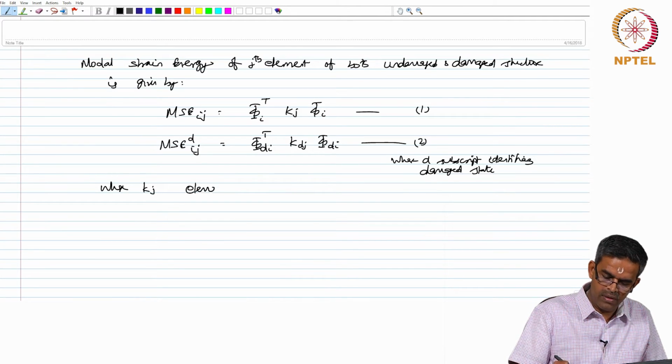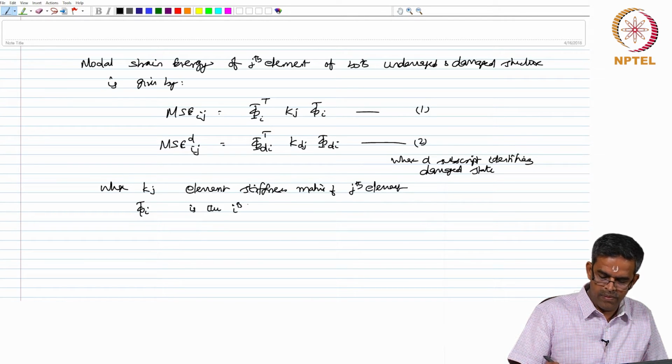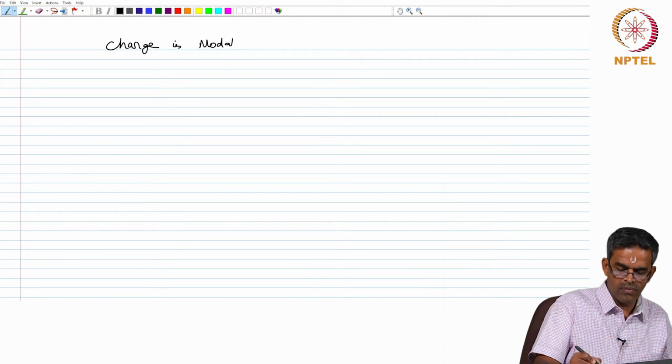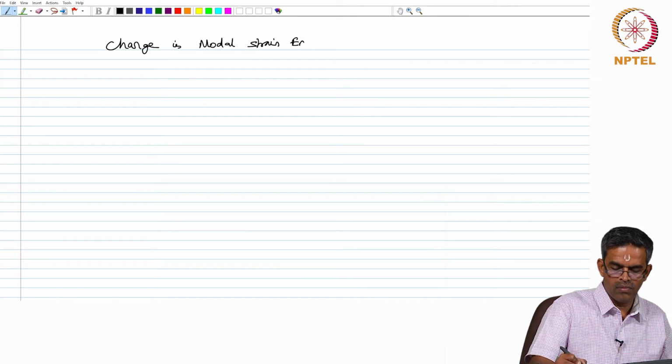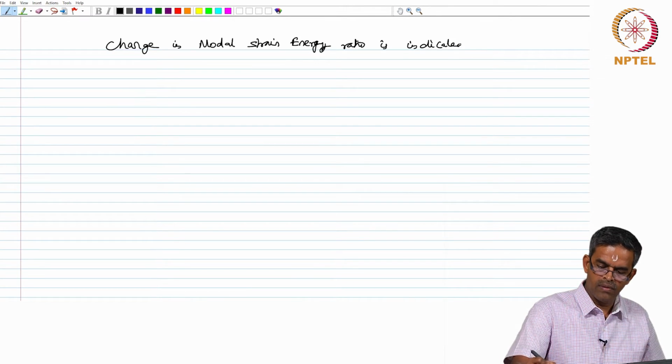Kj is the element stiffness matrix of jth element. Phi I is the ith mode shape. Change in modal strain energy ratio is indicated as modal strain energy change ratio.